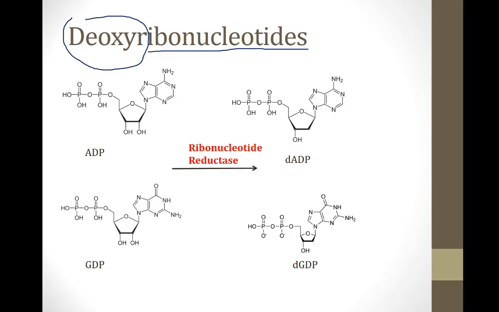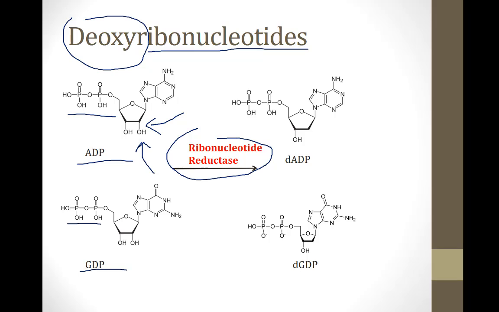And deoxyribonucleotides lack this hydroxyl group here. That's what makes them deoxyribonucleotides, and they are used in DNA. So the way the body synthesizes these molecules is it first synthesizes diphosphate versions of purine nucleotides. So this is adenosine diphosphate with 2 phosphate groups here. This is guanosine diphosphate with 2 phosphate groups here. Once this has occurred, the enzyme ribonucleotide reductase can remove the hydroxyl group, and we then get molecules of deoxyadenosine diphosphate or deoxyguanosine diphosphate.